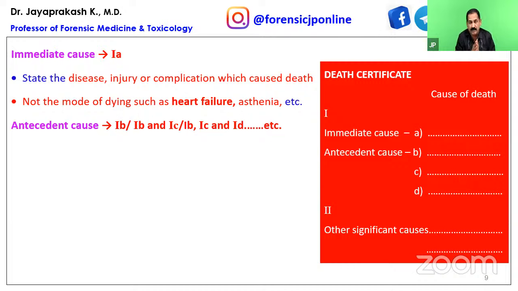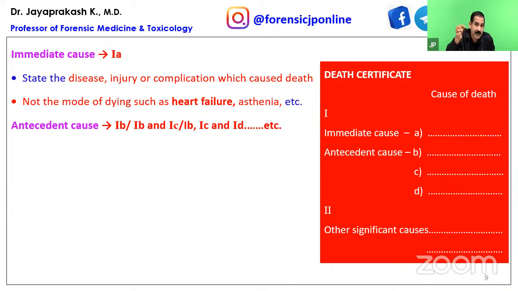Antecedent cause. Antecedent cause in the form 1A, 1B or 1C, they may mention only 1B or 1C. But remember, the antecedent cause may be only 1, or it may be 2, or 3, or 4, or maybe more. A to Z. Of course, so many conditions will not be there. I'm just telling. Okay. Now, what is 1B?